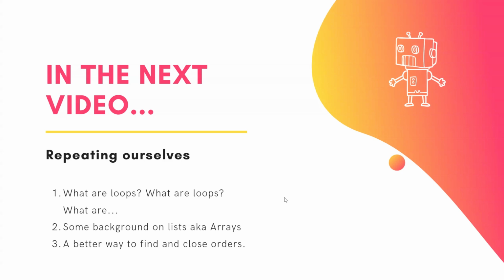We're also going to look at arrays, which I mentioned in this video very briefly, but we'll look at that properly. Arrays are lists, but in coding we call them arrays for some reason. And we're going to find a better way to find and close our orders using arrays in the next video as well. So that's all we got for today.